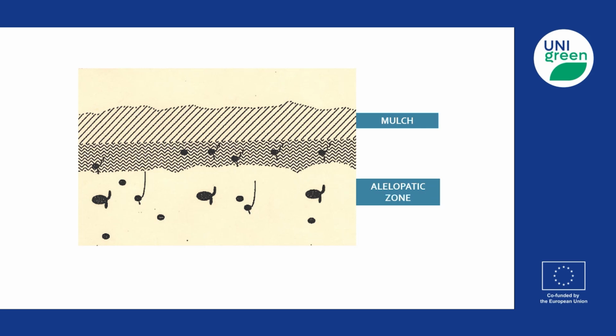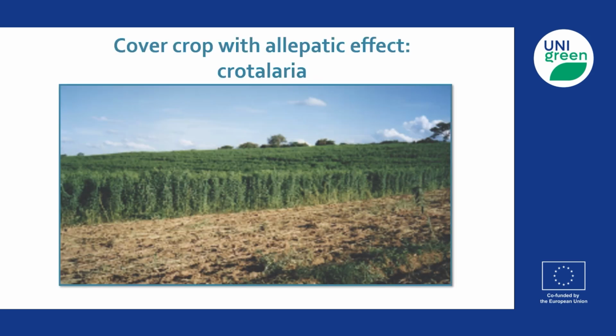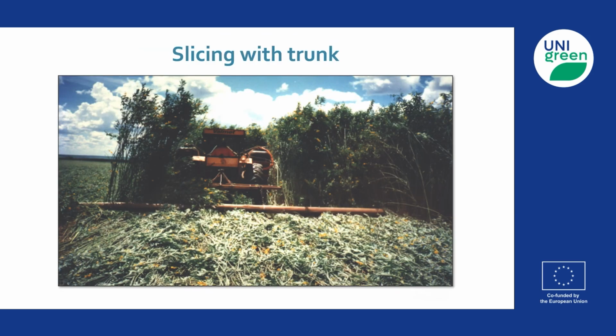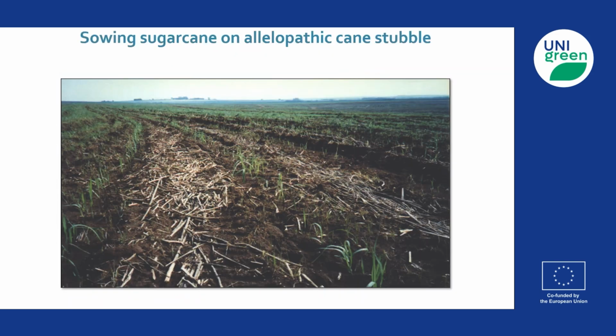This is one example. But now many people are using, for example, crotalaria. They plant crotalaria with this purpose, and they use the roll of faca, or they use a trunking, just slicing it. And this is in Brazil. They plant crotalaria on purpose, and then they sow in sugarcane.